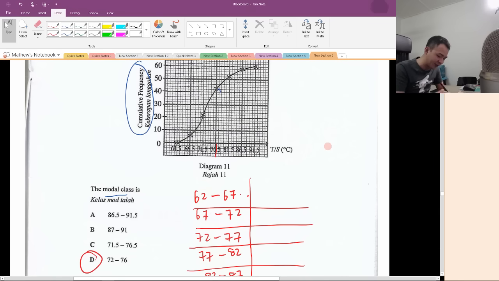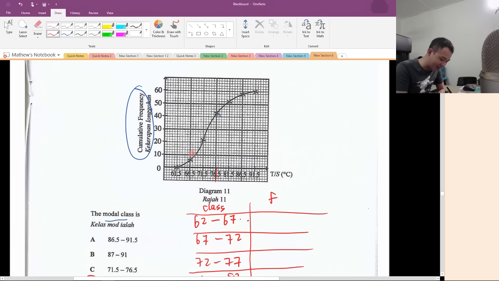Alright, so if this is a class here, and I want to get a frequency, I will just subtract them. Like 62 to 67, you can see from 0 go up to 3, right? So it will be 6 here. This one will go from 6 to 22, right? 6 go to 22 will be 16.